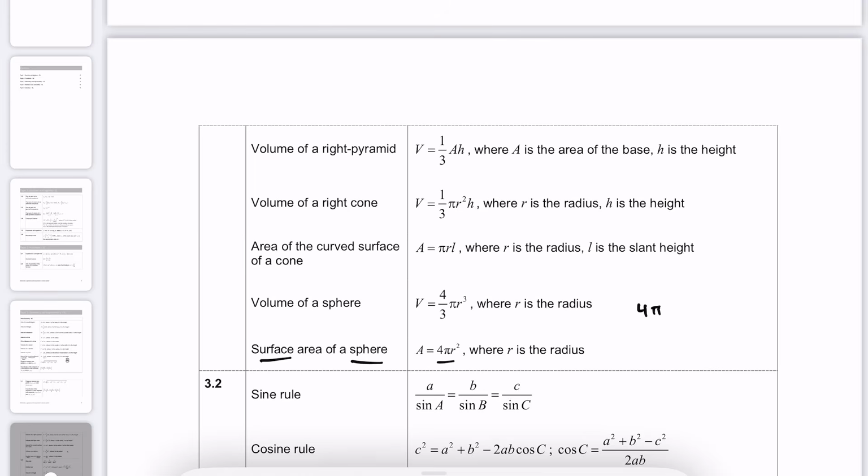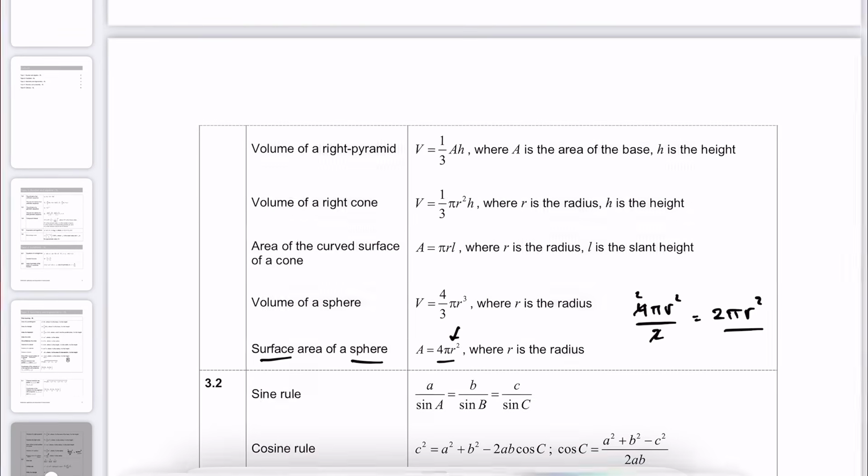So we have 4 pi r squared, but we don't have this whole sphere, so we need to divide by 2. 4 over 2 is just going to simplify to 2, and we'll be left with 2 pi r squared. So once again, surface area of a sphere, 4 pi r squared, we only have half of that, so it's 2 pi r squared. 2 pi r squared is the surface area of a hemisphere. Let's write that out.